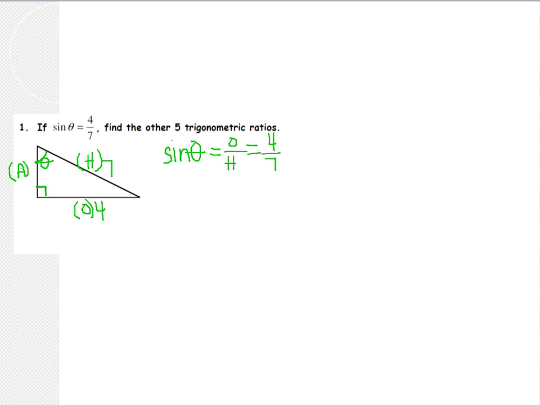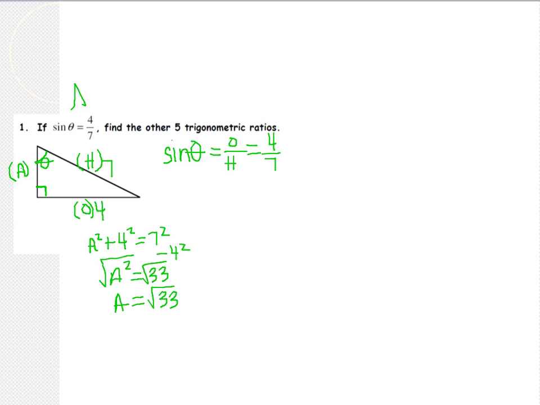Let's find our missing side, and because this is a right triangle, we can use leg squared plus leg squared equals hypotenuse squared. So that's a squared plus 4 squared equals 7 squared. So if I subtract the 4 squared here, I have a squared equals, well, 7 squared is 49 minus 4 squared, that's 16. 49 minus 16 is 33. So to get a alone, I'm going to take the square root. So my adjacent equals the square root of 33.